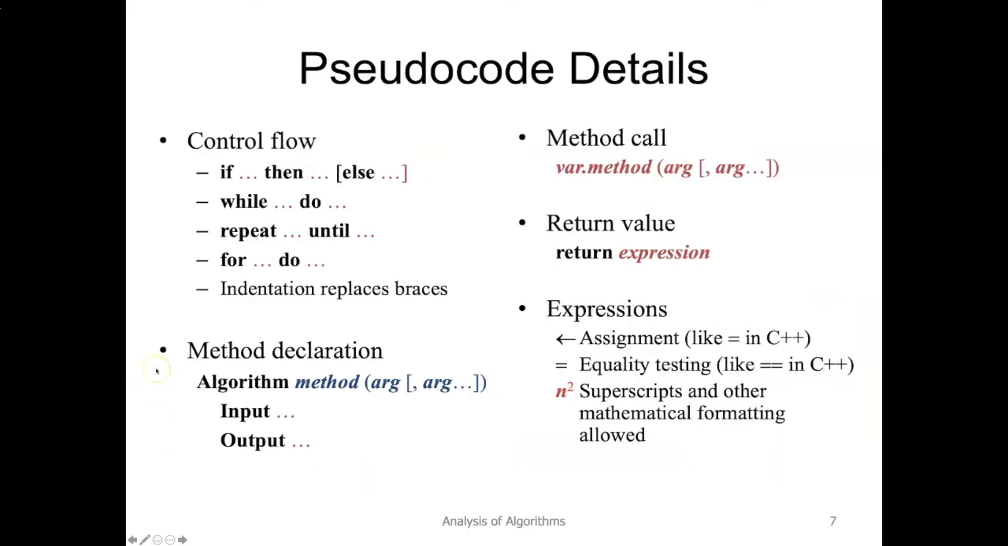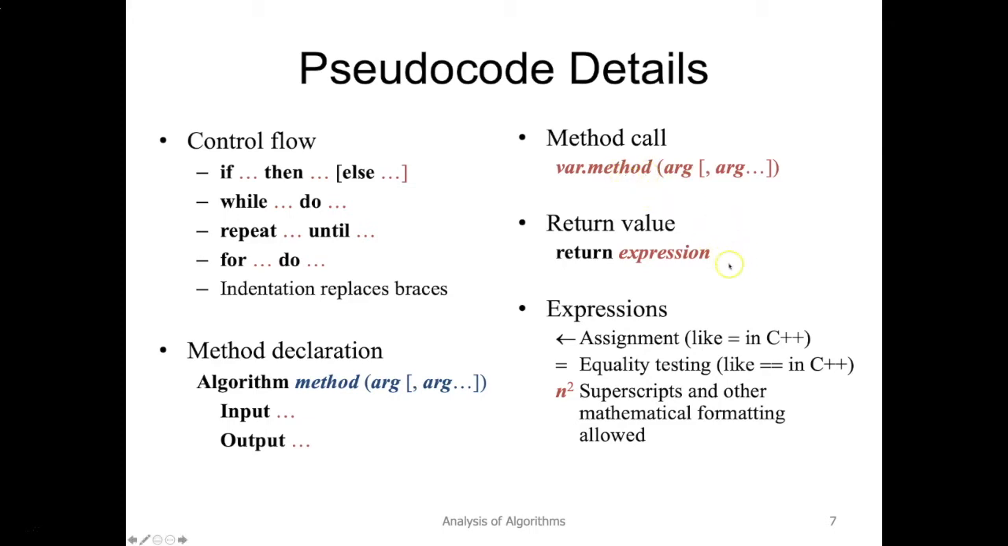When you declare a method, you specify the method name, and then whatever optional arguments you have. These have names so that you can use them within your algorithm. And you specify whatever the input is and whatever the output is. So this is describing what the algorithm does. When you call a method in pseudocode, either on a data structure or just calling a separate function, this is done the same as you would, again, in C++.